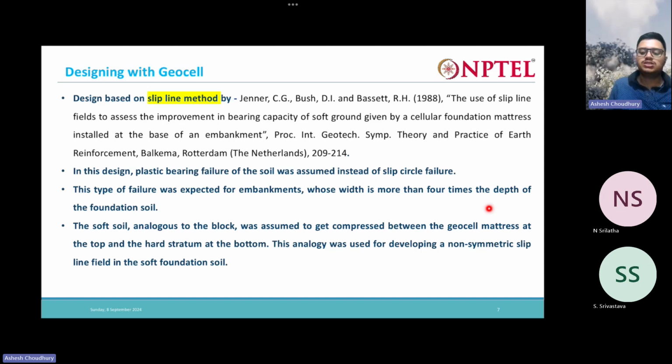This analogy was actually derived from metal plates. So soft metal plates sandwiched between tough hard metal plates. From that, this analogy was drawn into this case of soils, where the weak foundation soil layer is compressed between a hard stratum and the geocell layer. From there the researchers drew the analogy and developed this non-symmetric slip line field.